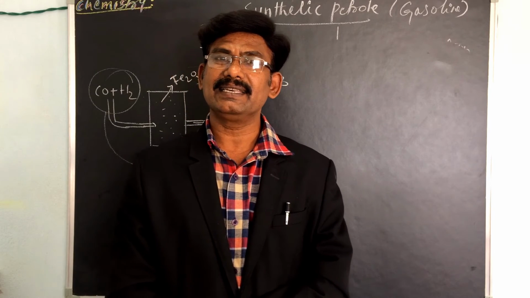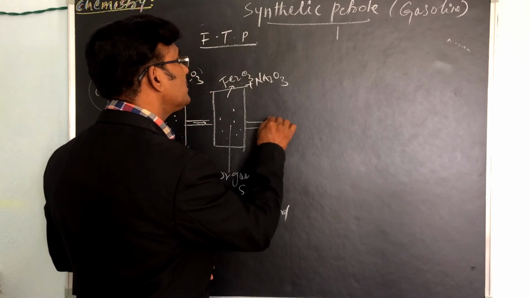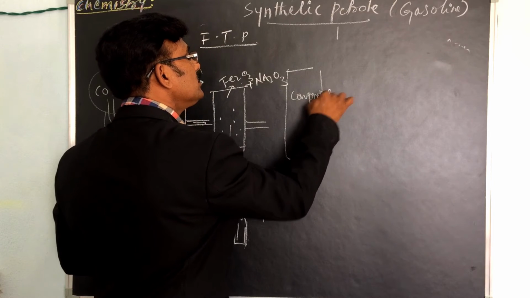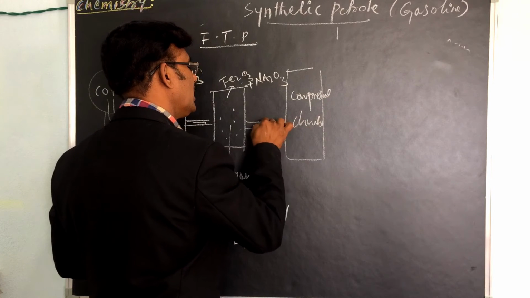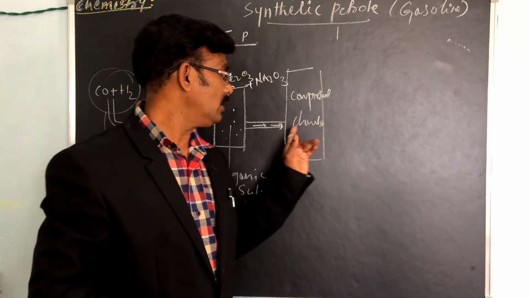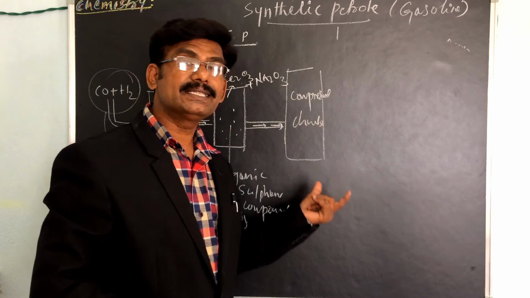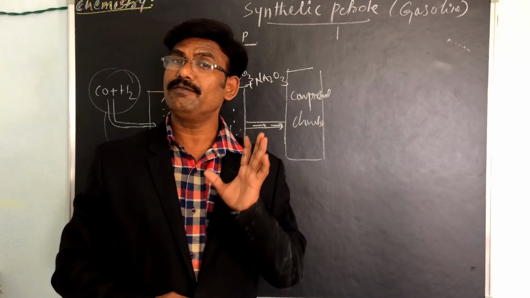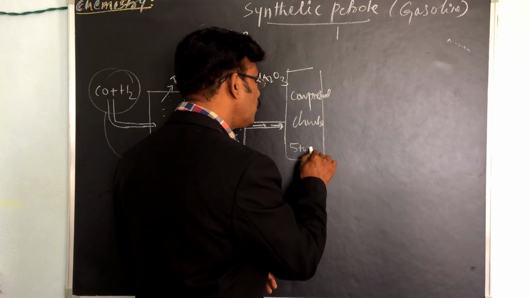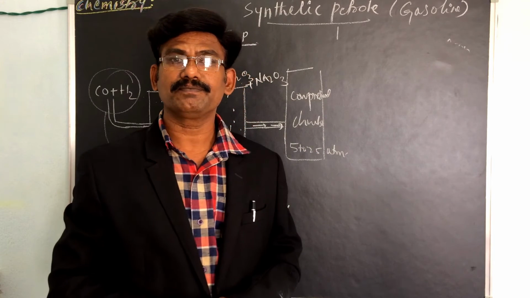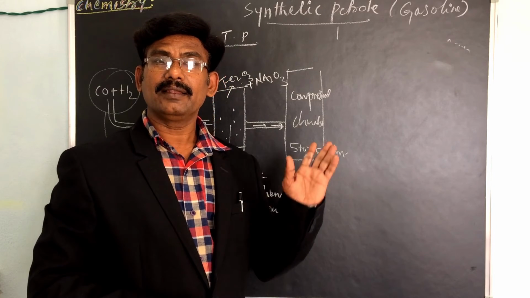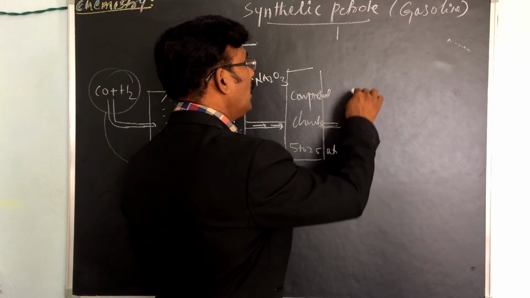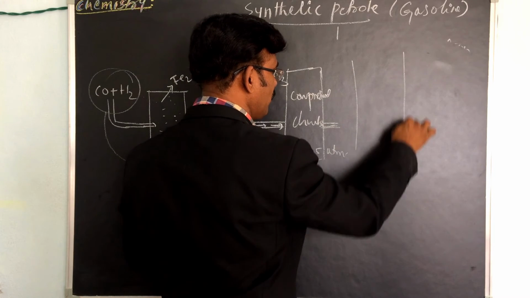The purified gas is compressed. After the purification, the compression takes place in the compressed chamber. Here we have to maintain 5 to 25 atmospheric pressure. Then after compression we allow the gas into another chamber, the catalytic chamber.